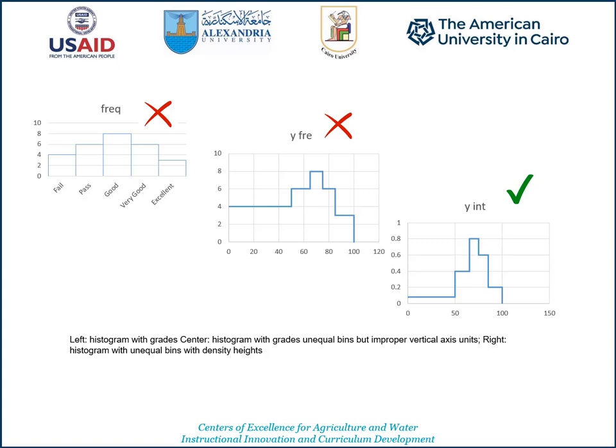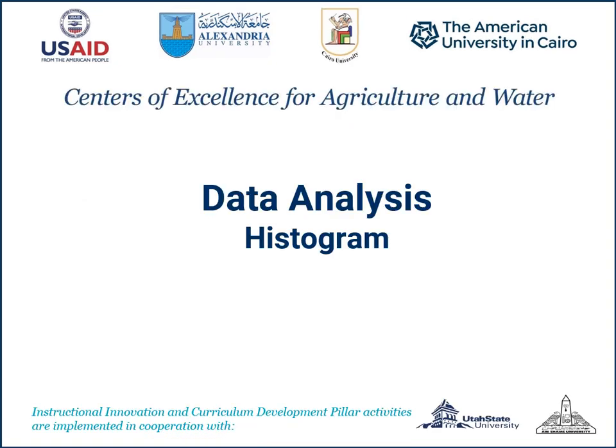Therefore, here I made 3 examples. The one to the left is a histogram with grades. In the center we have a histogram with grades, unequal bins but improper vertical axis units. And the histogram to the right is a histogram with unequal bins with density heights, which is correct.